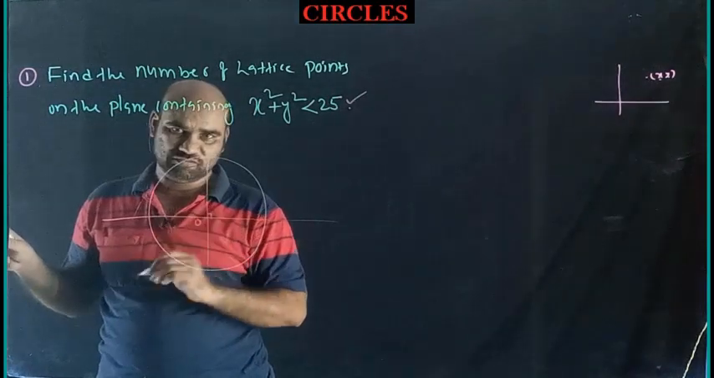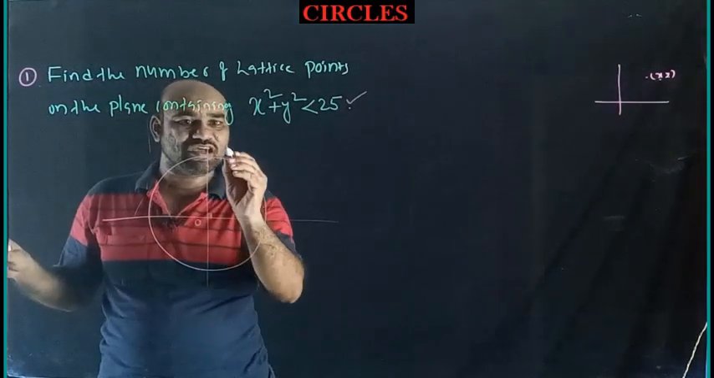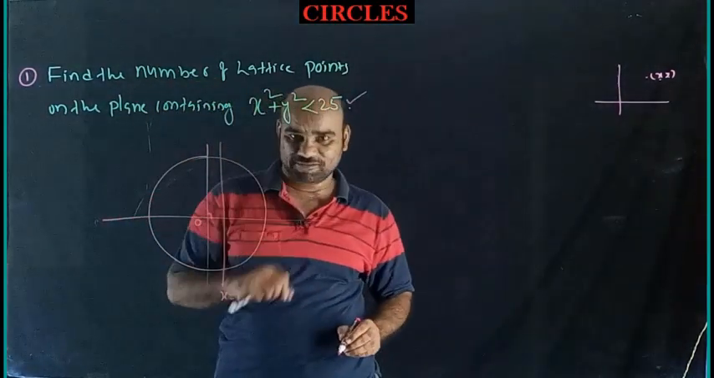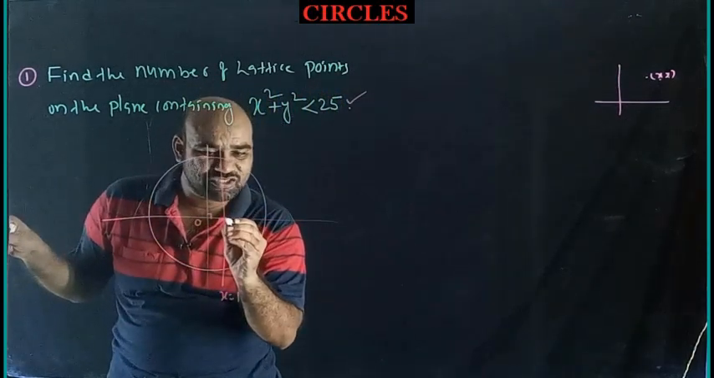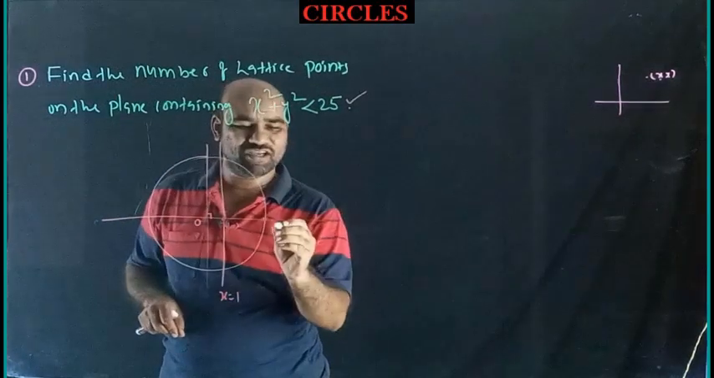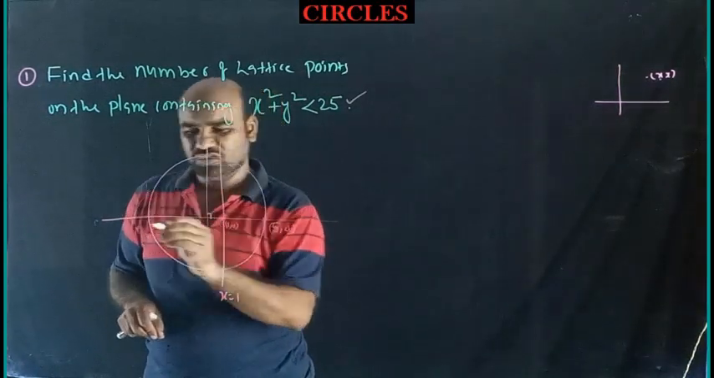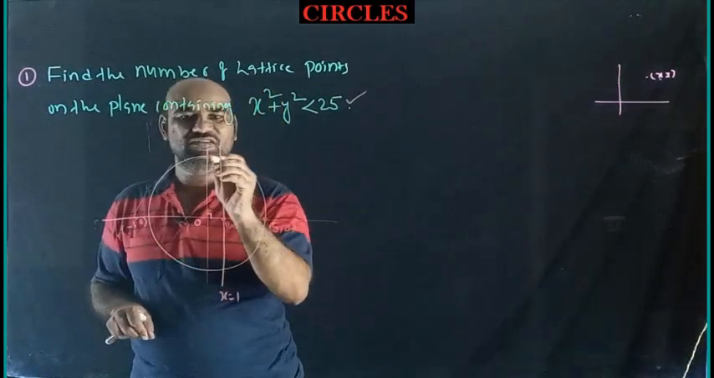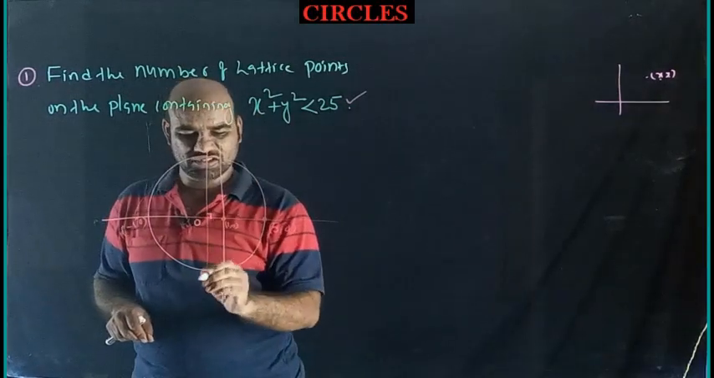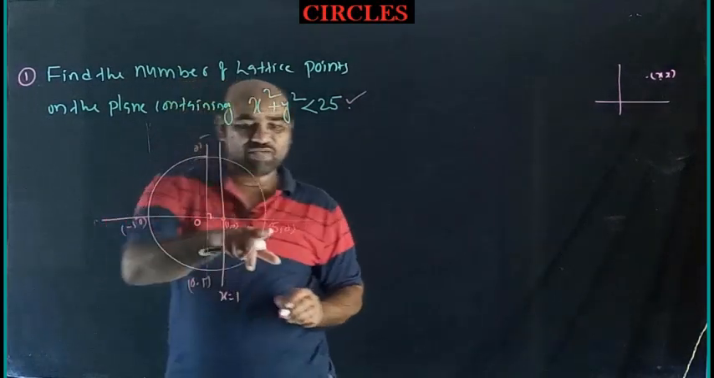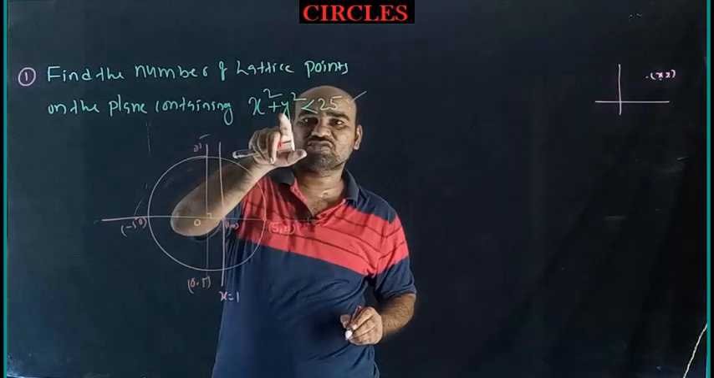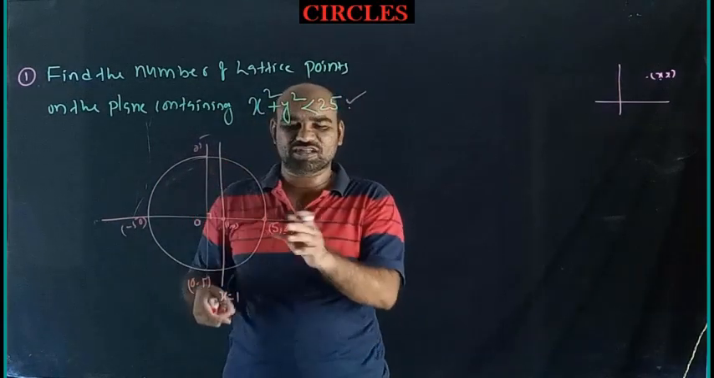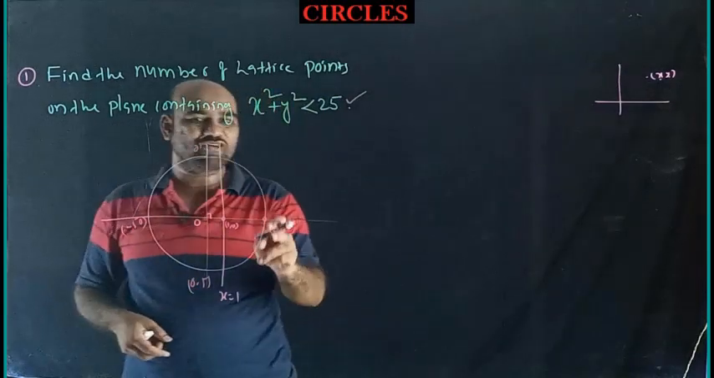Observe all of you. First of all, do one thing. Draw the line x equal to 1. So this point is 1, 0. This point is 5, 0. This is minus 5, 0. This is 0, 5. This is 0, minus 5. But 5, 0 is a lattice point only, but not countable here, no? Because x square plus y square less than 25. Less than 25 means that is on the circle. That is not a countable point.